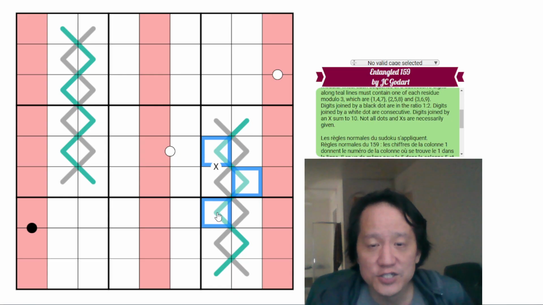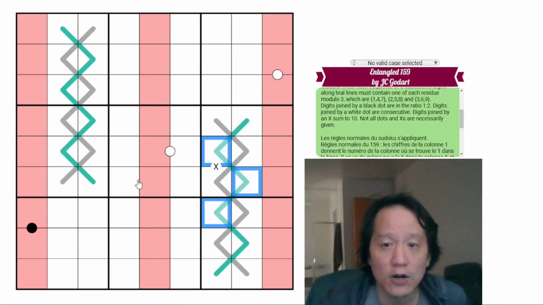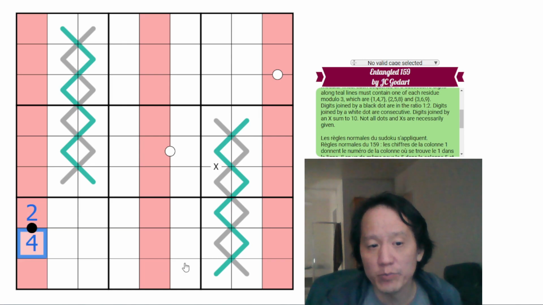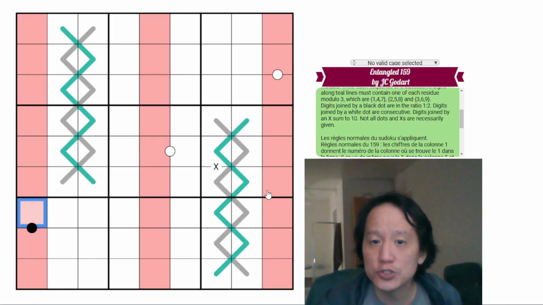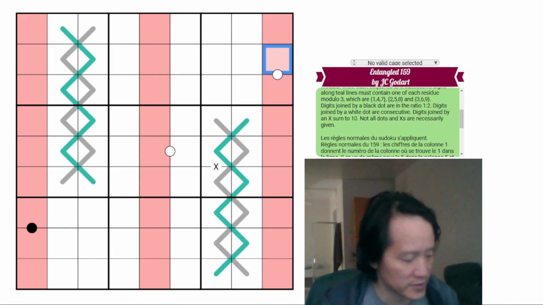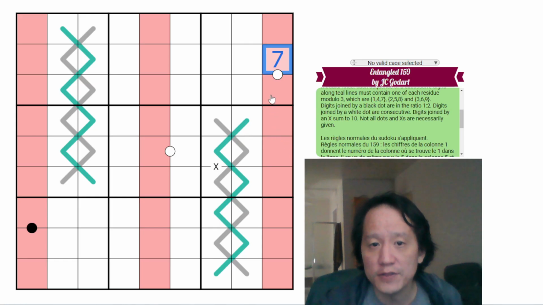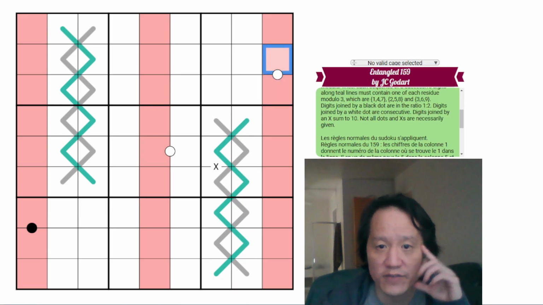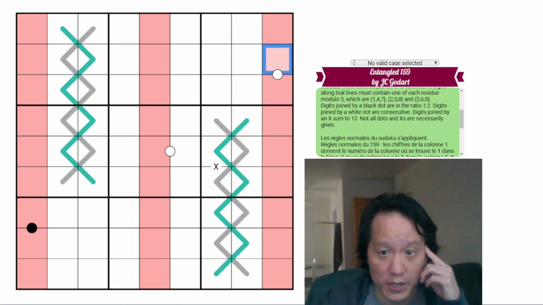Okay, digits joined by a black dot are in a ratio of 1 to 2. So for example, if this were 2, this would have to be a 1 or a 4 because it has to be a ratio of 2 to 1. Digits joined by a white dot are consecutive. So for these two digits, if this digit was a 7, this digit would have to be a 6 or an 8. Because they have to be consecutive, which means differ by 1.